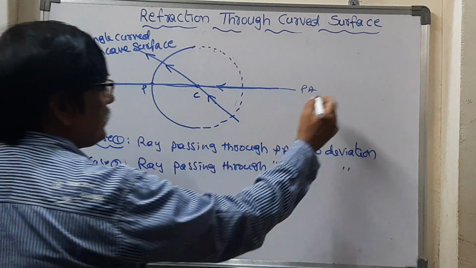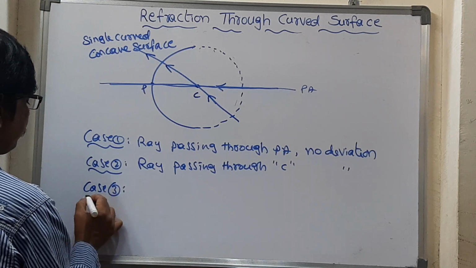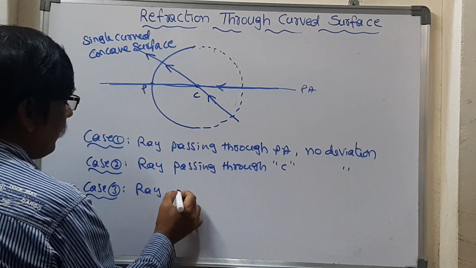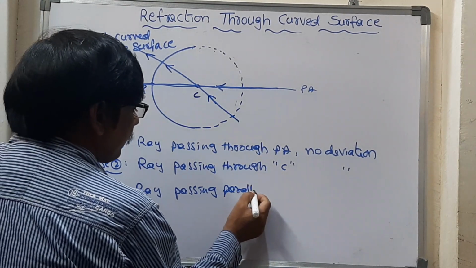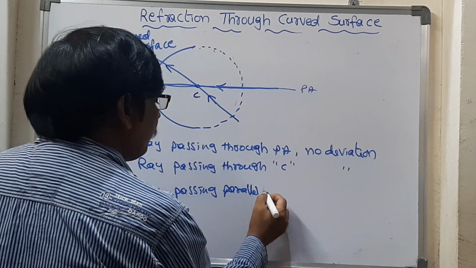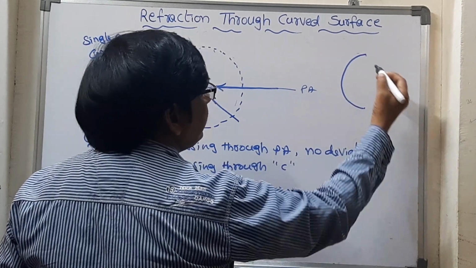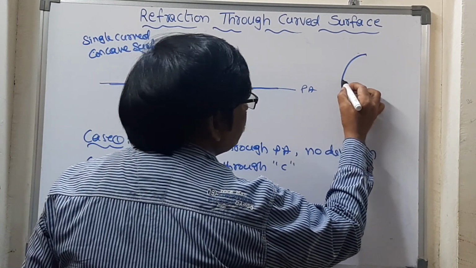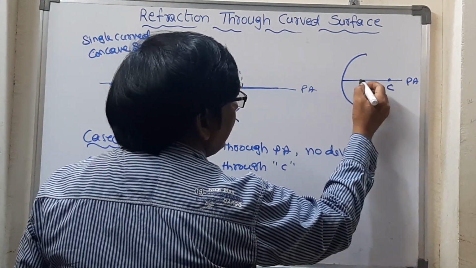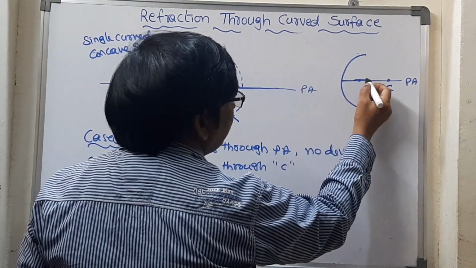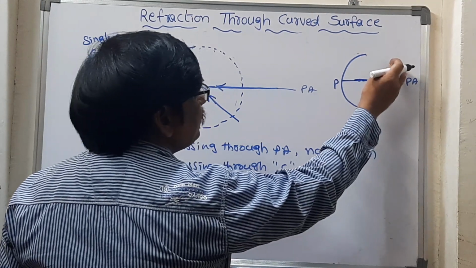And the third case, now let us see this one. What is case 3? This is the most important case. This is if the ray is passing parallel to the principal axis. How is it? Now let us see. This is a single curved concave surface. The ray, this side is the principal axis, and this is C, and we will come to know what that one is. And this is the pole, and here the incident surface should be inside.